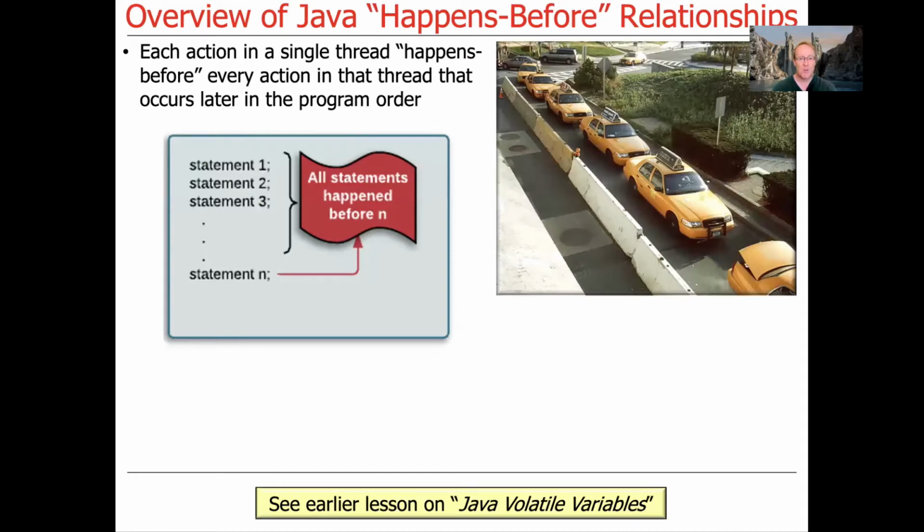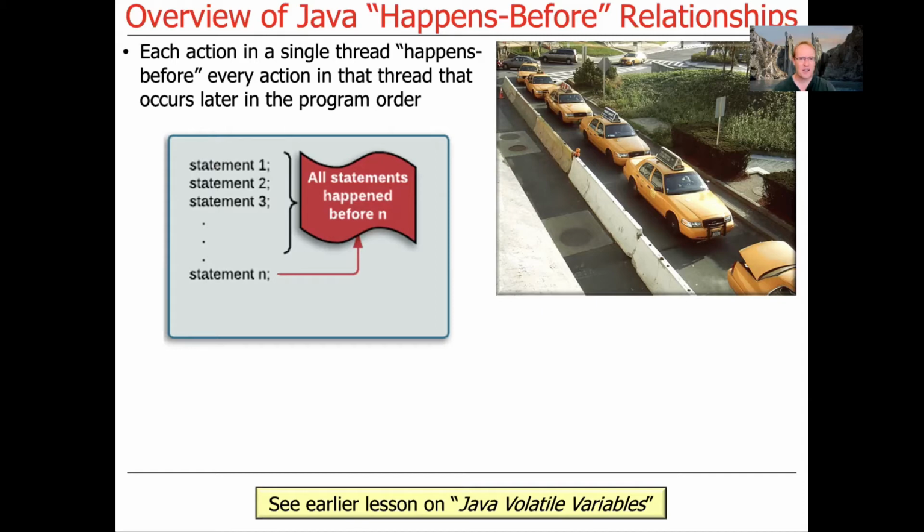So let's start even further back by discussing what happens in single-threaded Java programs, where the happens before relationship is super easy to understand. Every action in a single thread, in other words, a single-threaded Java program, happens before every other action in that thread that occurs later in the program order. So if you take a look here, you can see we have a bunch of statements in one thread of control. And of course, statement 2 needs to happen before statement 3, and statement 3 needs to happen before statement 4, and so on and so forth. And that's just because of the sequential lexical nature of Java code.